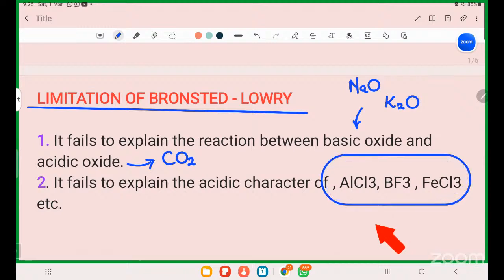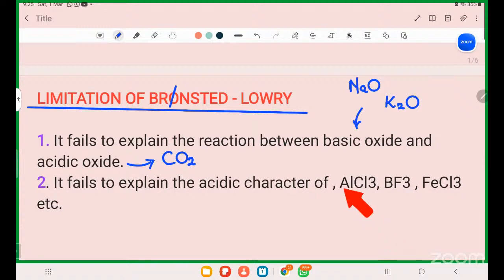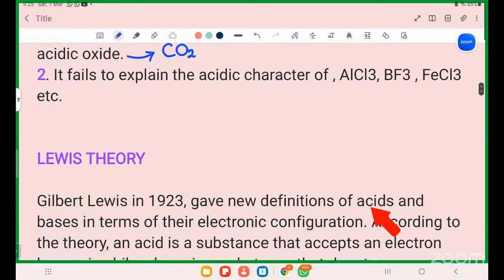According to the scientist known as G.N. Lewin, Brønsted and Lowry failed to explain the acidic character of these three acids. So just make sure you know the limitations of these individuals.